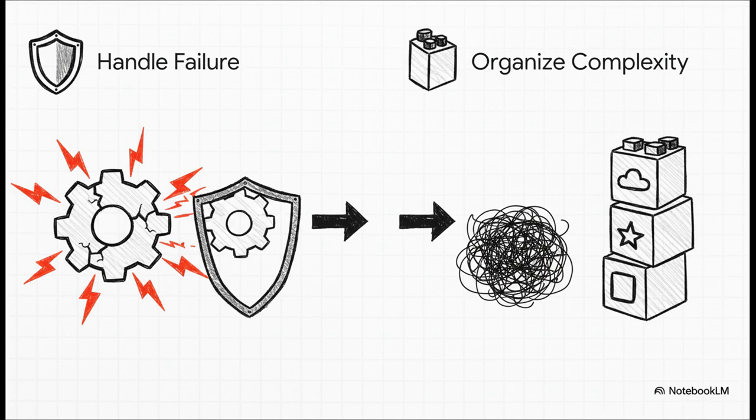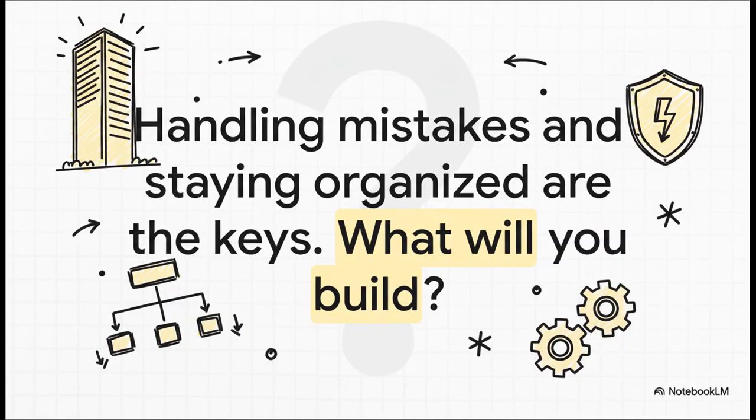And second, organize your complexity. As your code grows, you absolutely have to break it down into smaller, manageable chapters using modules. You know, mastering these two things, handling mistakes and staying organized, this is what takes you from being someone who just dabbles in scripts to someone who builds real, solid, professional software. They really are the keys to building anything great, anything that lasts. So the only real question is, what are you going to build?